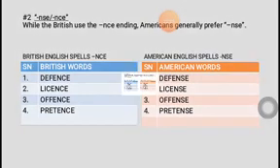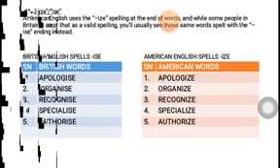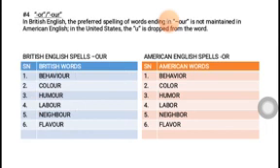The third one, the British prefer ISE ending in words, but the Americans prefer IZE ending in words. Number 4, for the British, the OUR ending is the preferred spelling system, but for the Americans it is OR.